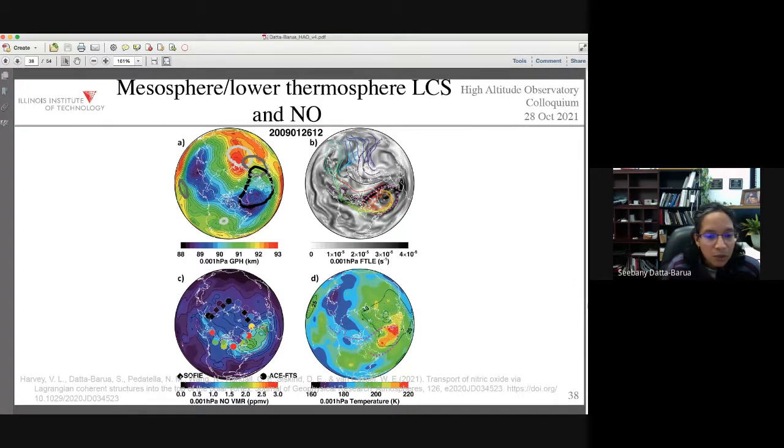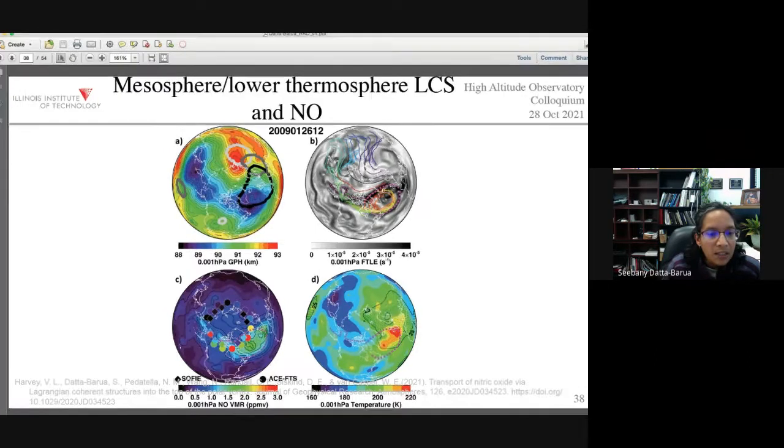On the bottom plots, we can see observations from SOFI and ACE-FTS satellite data of enhanced values of NO, nitric oxides, and they are enhanced in that region where we suspect that confinement is happening, and it's sort of channeling and enhancing descent. And I believe the bottom right plot is showing temperature variation as well, which is also an indicator of this descent. So this is an interesting example of how it may be able to help us with understanding nitric oxide location and movement.